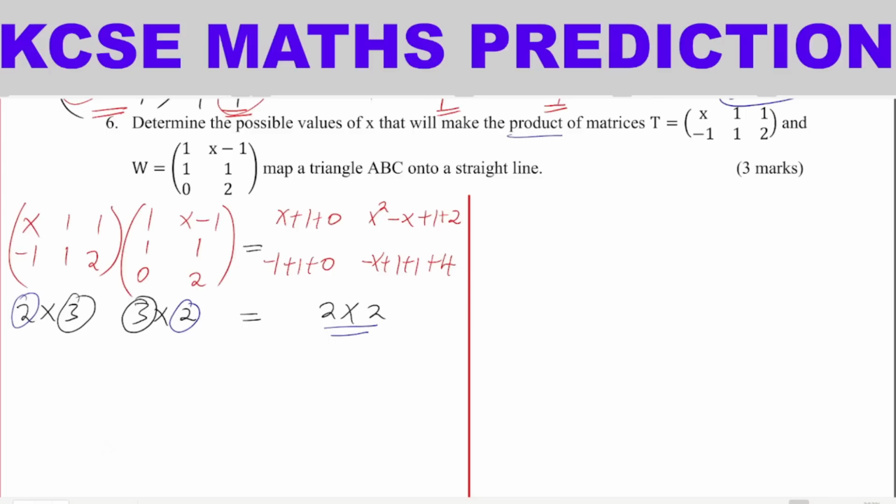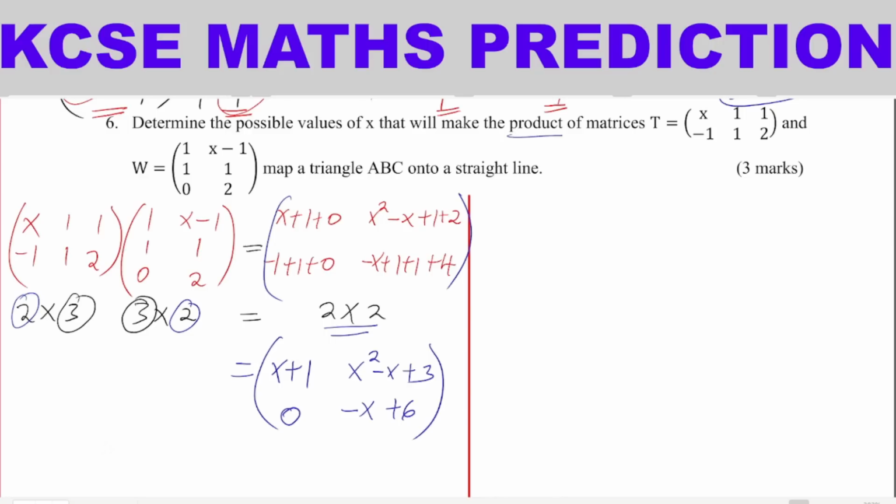So that is exactly what you get when you multiply. So you can simplify these. X plus 1 plus 0, that will give x plus 1. And then this will give x squared minus x plus 3. Then down here you have negative 1 plus 1 plus 0. This will give 0. And then this will give negative x plus 6. So that is what you get as a product.